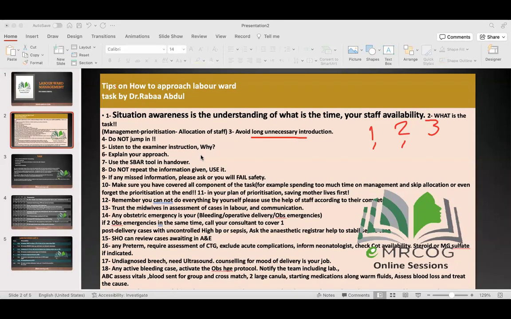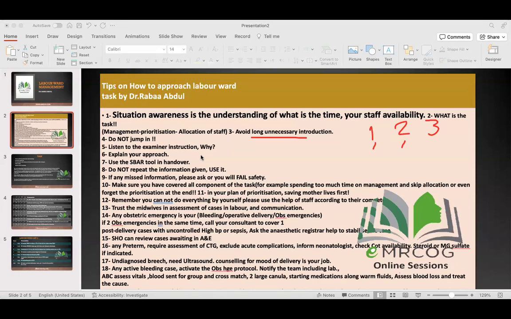So if I have something like that on my board, I will start with it. My first case is the case that has shoulder dystocia, and I will call for help. I will run to the room. That means you have managed the top emergency first. Then you can go room by room.